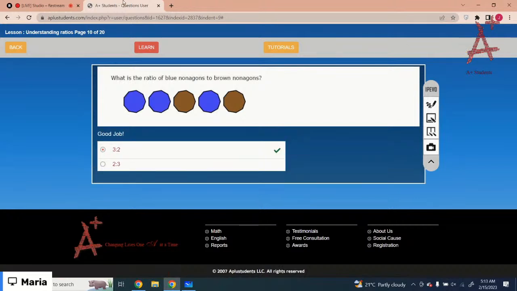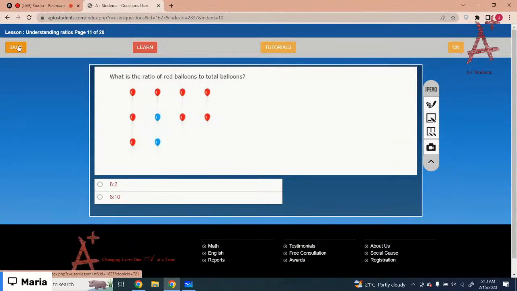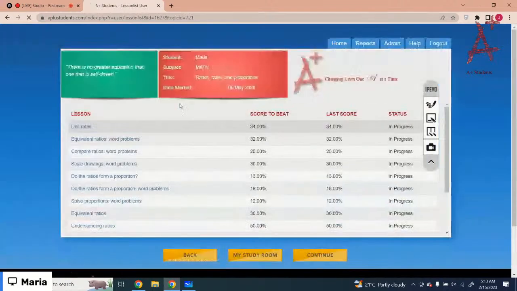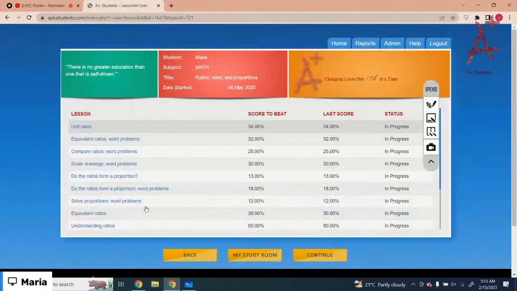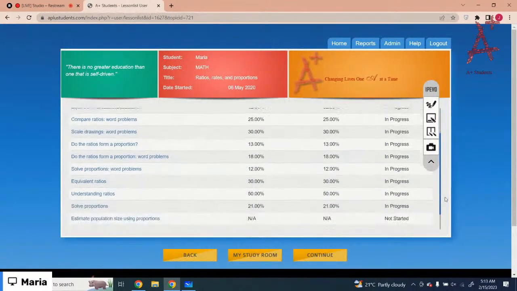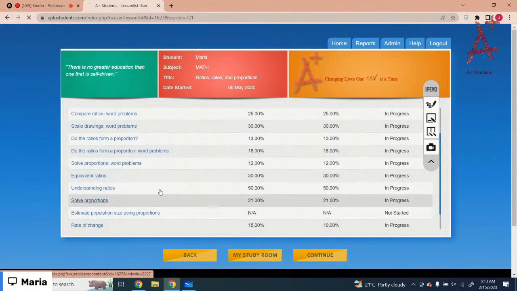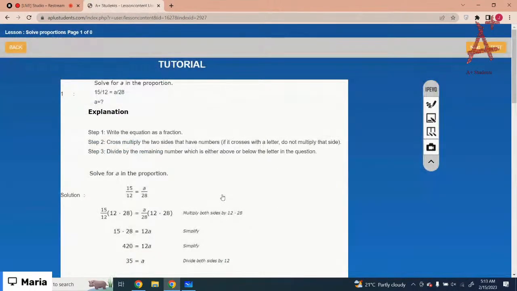Okay, you can complete the test by yourself later today. Let me just move on to the next topic. The next topic is solve proportions. So let's start with the next lesson, that is solve proportions. Let's start with the first example.